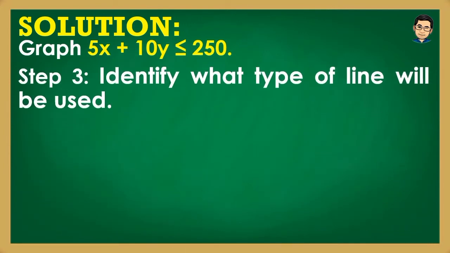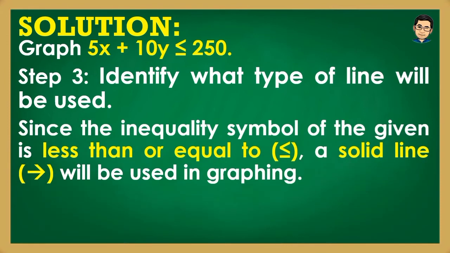Next, identify what type of line will be used. Since the inequality symbol of the given is less than or equal to, a solid line will be used in graphing. So, kitang-kita naman po, yung inequality symbol natin may guhit sa baba, yung equal, or yan, less than or equal to. So, it means, solid line po yung ating gagamitin. So, kung wala pong guhit yan sa ibaba, yung ating line is broken line.